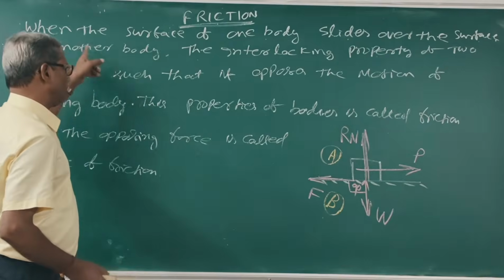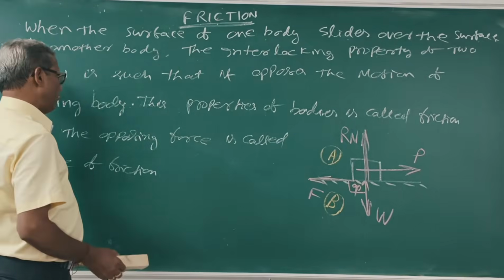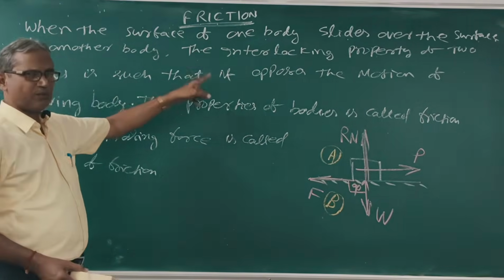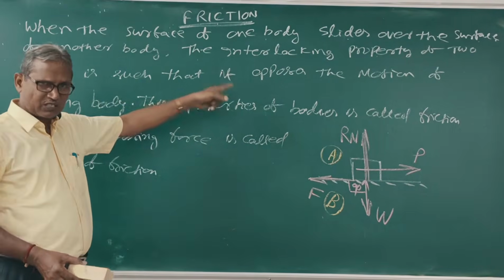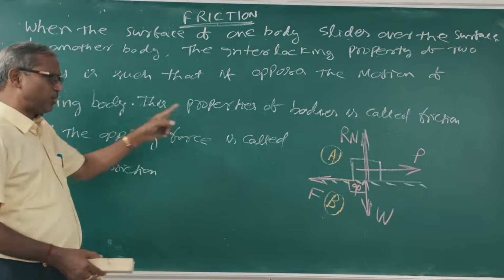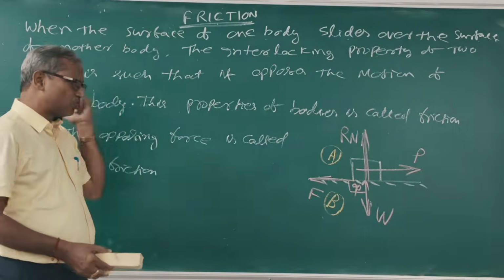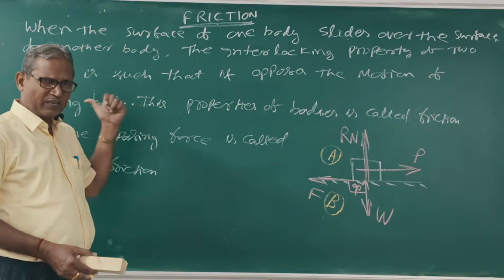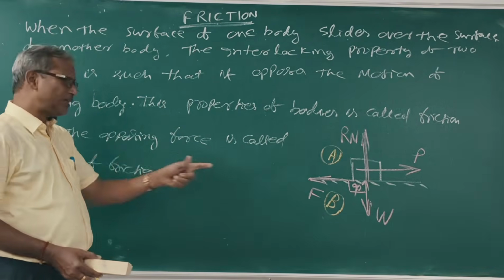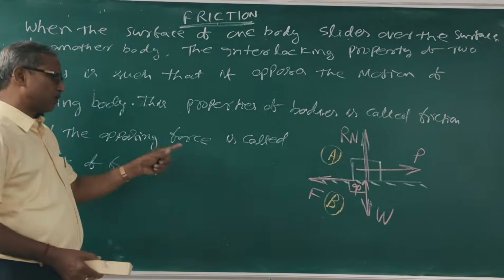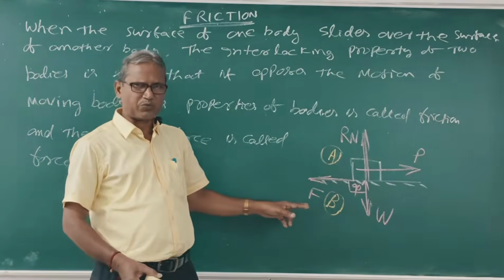This is the definition. When the surface of one body, that is body A, slides over the surface of another body, that is over B, the interlocking property of the two bodies is such that it opposes the motion of the moving body. This property is called friction. The applied force is P, the frictional force is F, and the force which opposes the motion of the body is called the force of friction.